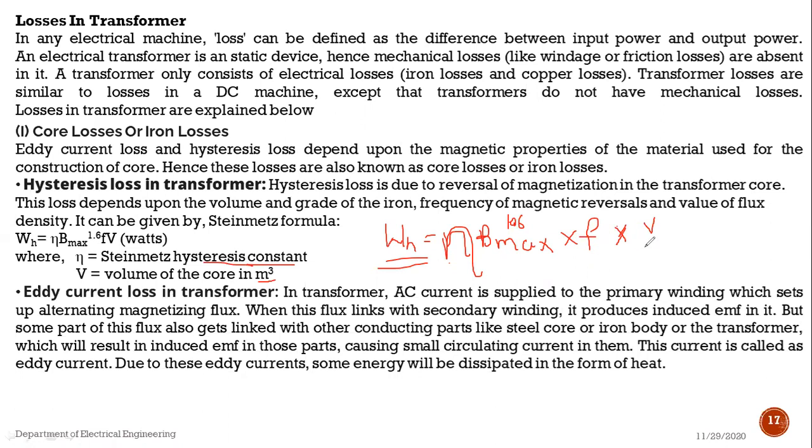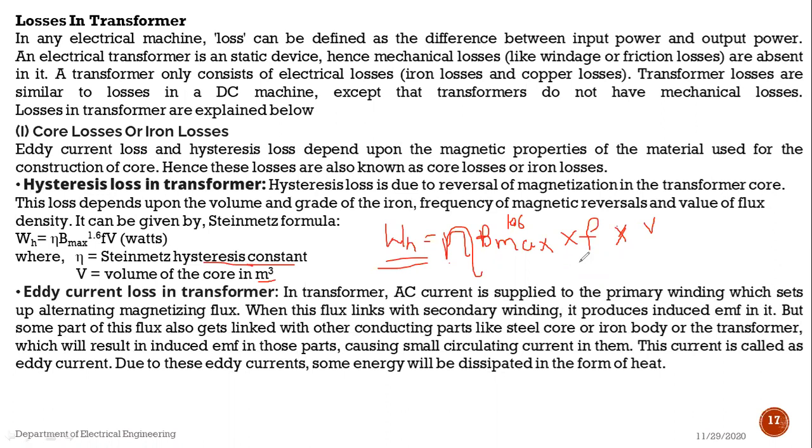F is the frequency of magnetic reversal, and V is the volume of the iron, in meter cube. Okay, how much volume of iron core is used, what is the grade of that iron core, what is the frequency of magnetic reversal, and what is the value of flux density: the hysteresis loss depends on those parameters.